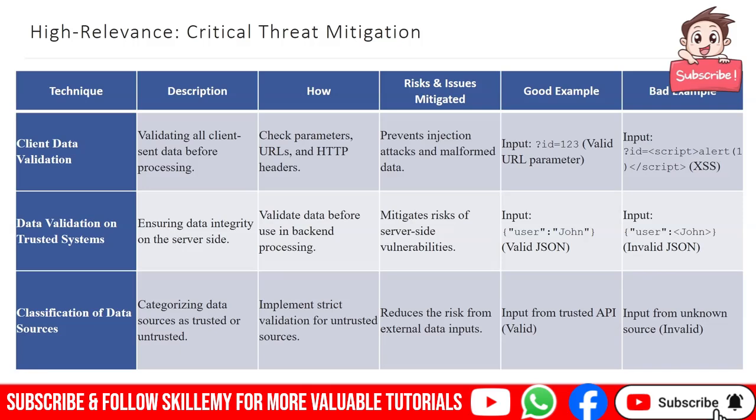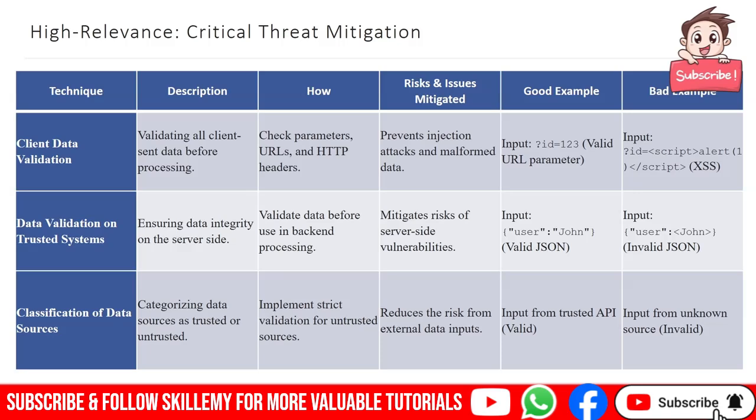First, we have client data validation. This involves validating all data sent from the client before any processing occurs, which includes checking parameters, URLs, and HTTP headers. By implementing such validations, we can effectively prevent injection attacks and the processing of malformed data. For instance, a valid input like ID equals 123 indicates proper format and type, while an input such as ID equals a script that invokes the alert function poses a severe risk, as it could lead to cross-site scripting vulnerabilities. By validating this data at the client side, we can catch potential threats before they reach the server.